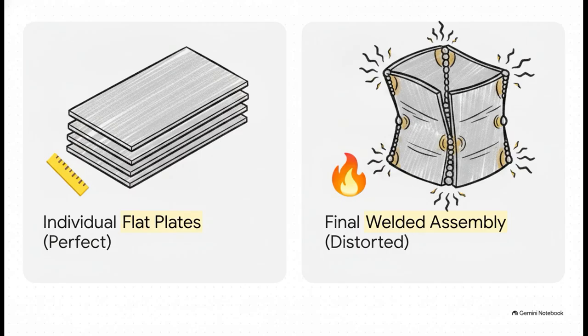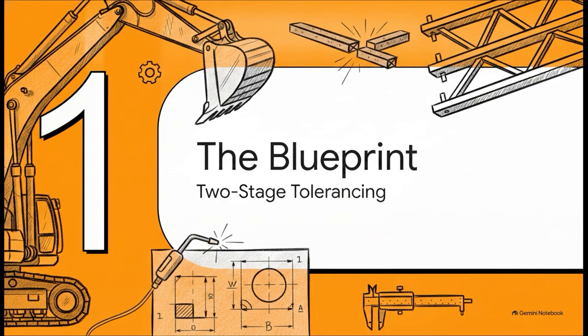Think about it. Before welding, those individual flat plates are perfect. But the final welded assembly, it's visibly warped and distorted from all that thermal energy. The print calls out tolerances on the final welded assembly, so we have to figure out which state actually matters. And more importantly, how do we measure this distorted shape fairly without scrapping parts that would absolutely perform perfectly in the field? Let's look at Section 1, the blueprint, focusing on a two-stage tolerancing strategy.